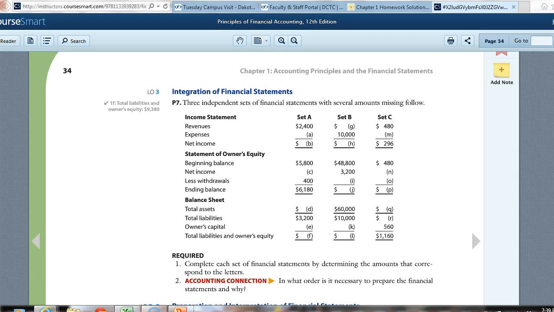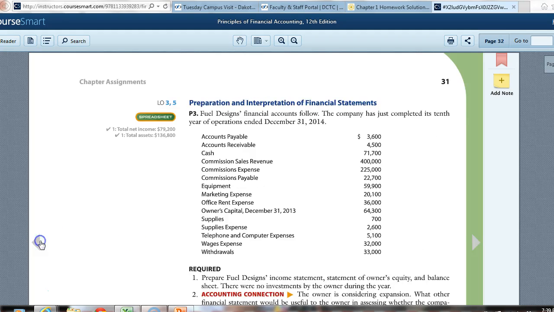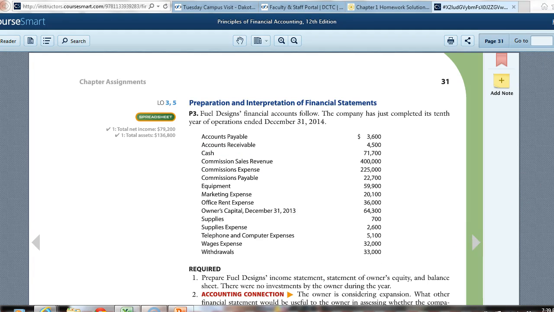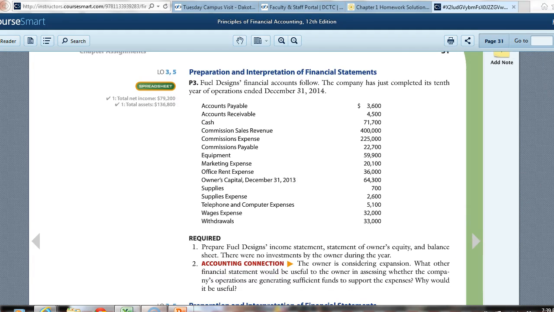Okay, next. We're going back to P3. P3 says, Fuel Design's financial accounts follow. It gives us all these accounts. We have to prepare an income statement, then we'll prepare a statement of owner's equity, and then a balance sheet. Okay?